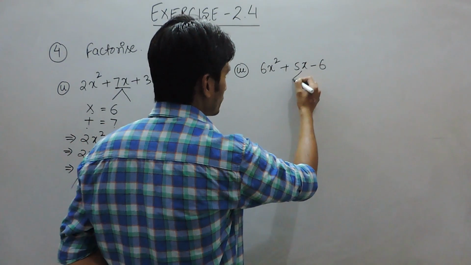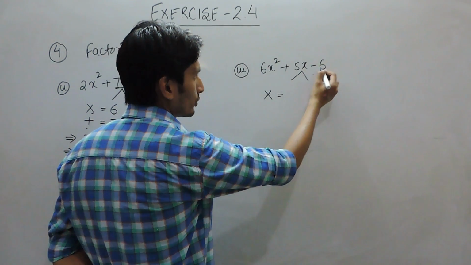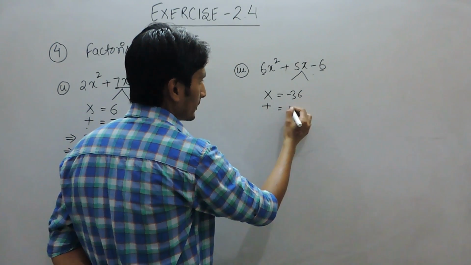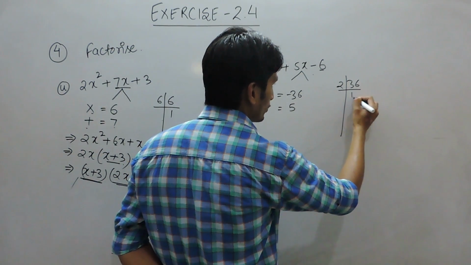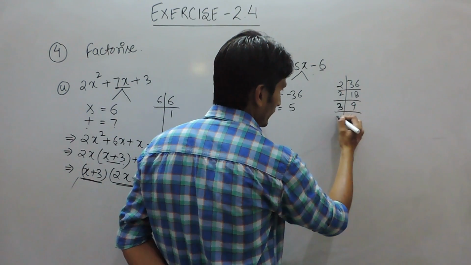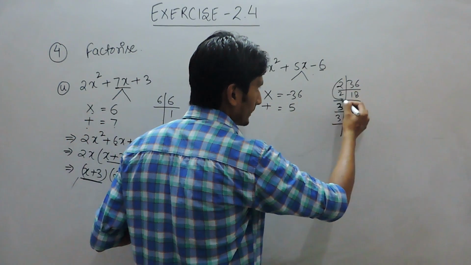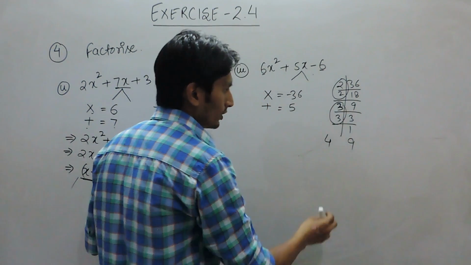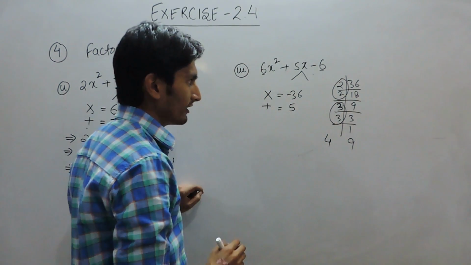So the factor for this must be equal to this into this. Similarly, here also you have to split this term. The multiplication must be equal to this into this, which is equal to minus 36, and whose sum must be equal to 5. For that we have to factorize 36: 2 into 18, 2 into 9, 2 into 3 into 3 and 3 into 1. So when these two are taken, which is 4, and these two are taken, which is 9.